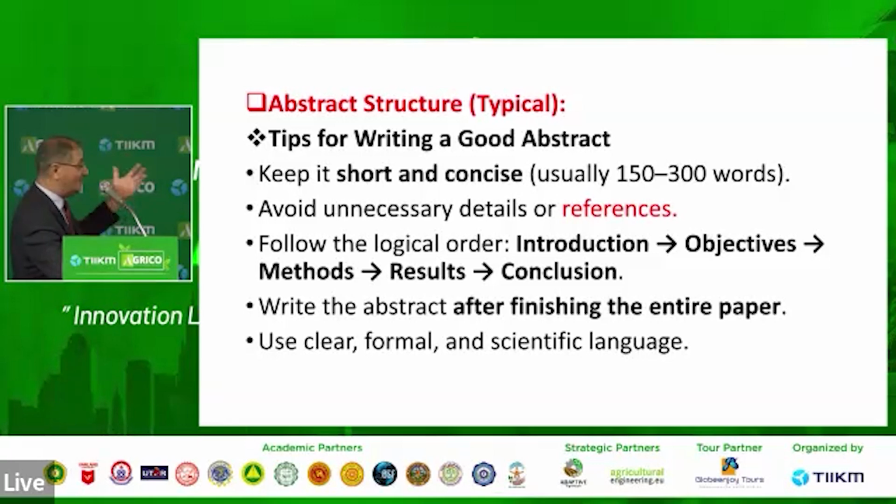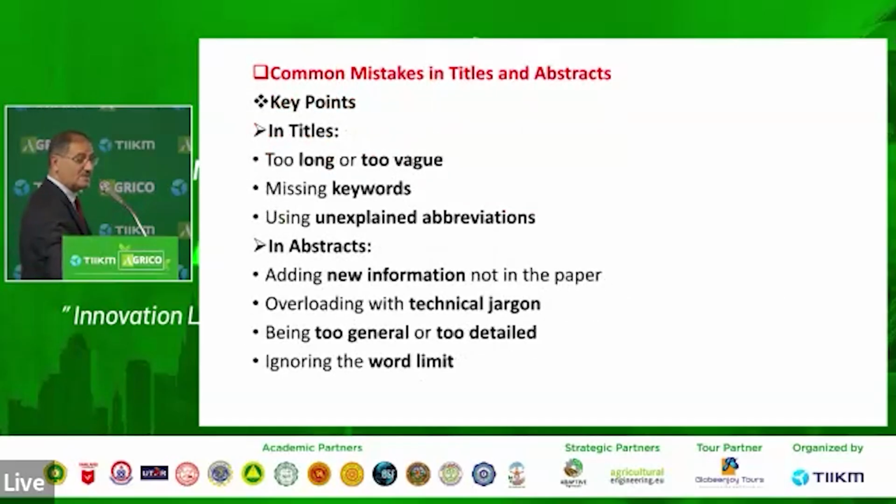For those eminent researchers who publish a huge number of papers, maybe some of this is not necessary, but I'm really thinking of graduate students and young scientists. Write the abstract after finishing the entire paper, and use clear, formal and scientific language. It's really misleading if somebody starts with the abstract from the very beginning.